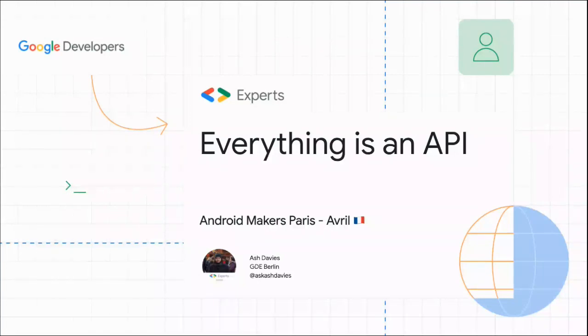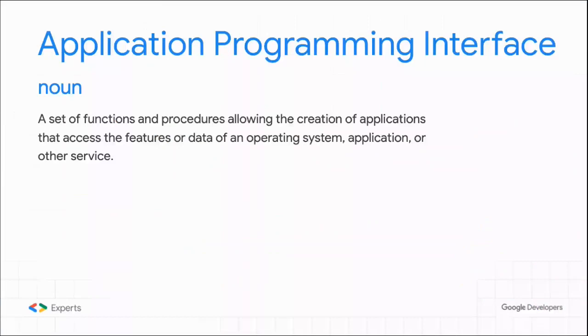So let's start off. What defines an API? What do you imagine? What happens in your head when you think of an API? Obviously the literal definition would be a set of functions and procedures allowing creation of applications, a very textbook definition. But it basically defines some sort of interface or wall between your application and another, and a way of abstracting and communicating between these two things.